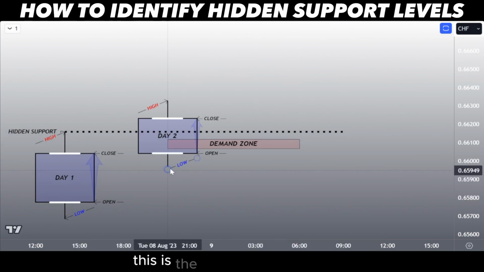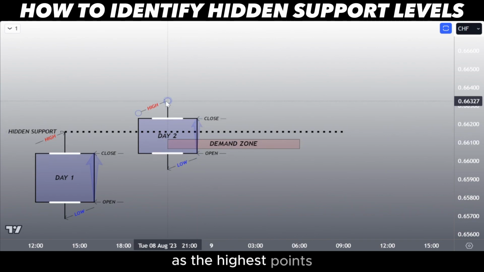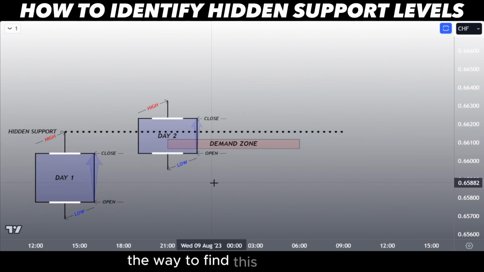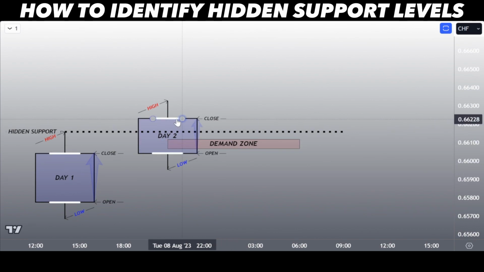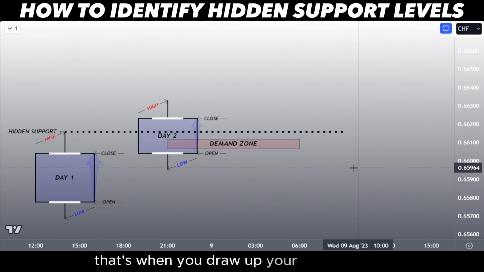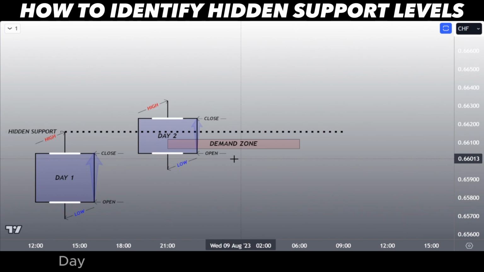Okay, this is the lowest part of the day. That's the open, that's the close, that's the highest point. If it was just the high, which wicked above the highest point of day 1, that is not valid. The way to find these support levels is to make sure that day 2 closes above day 1 high. Once that happens, that's when you draw out your support level past the body of day 2 into day 3. Day 3 is when you are going to be placing your trades.